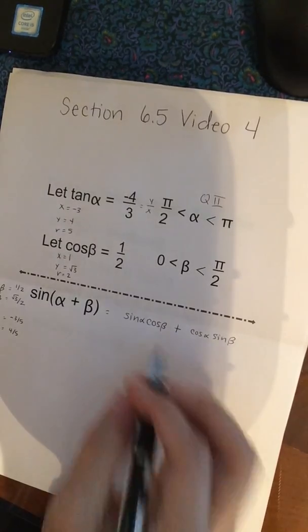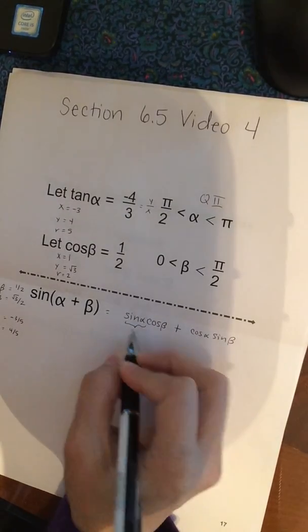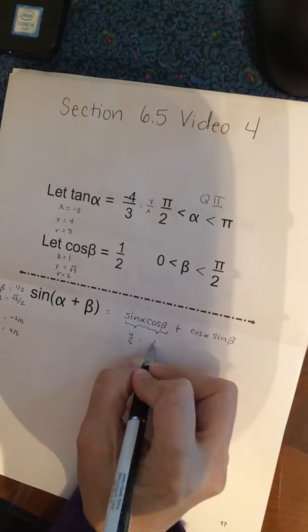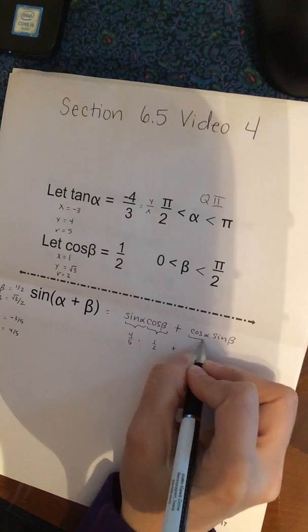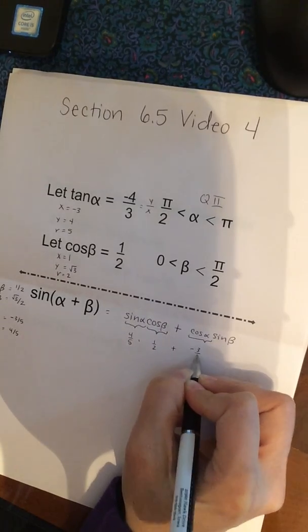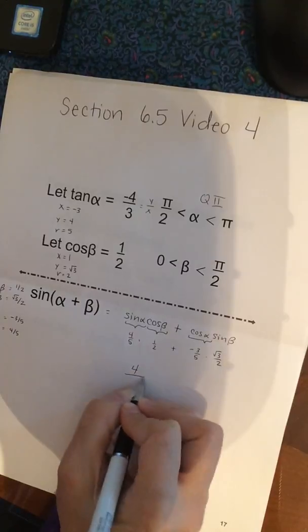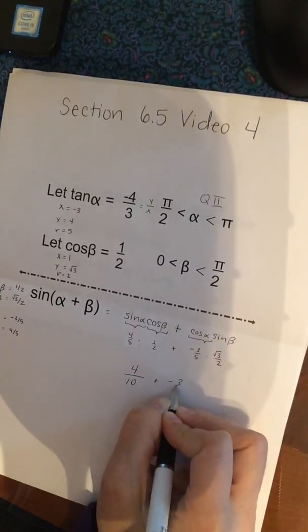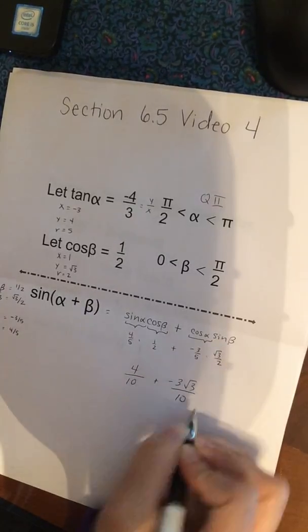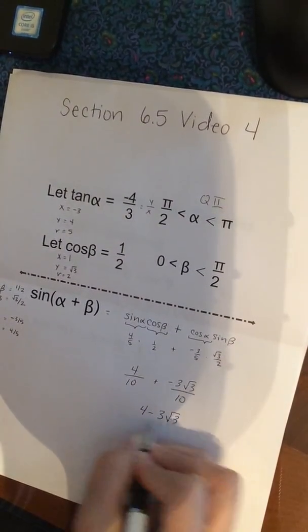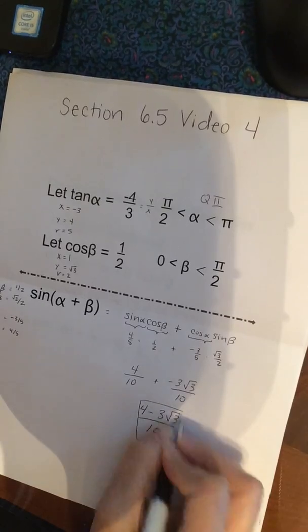So now we just come over here and look at our formula and start plugging stuff in. So this is going to be 4/5 times 1/2 plus -3/5 times the square root of 3 over 2, which becomes 4 over 10 plus -3 square root of 3 over 10. So final answer, just making it one big fraction, 4 minus 3 square root of 3 all over 10. Done.